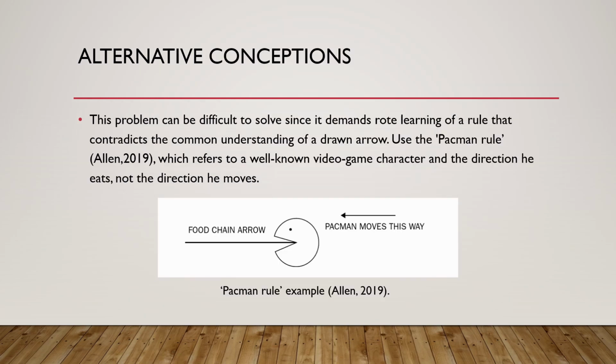This problem can be difficult to solve since it demands rote learning of a rule that contradicts the common understanding of a drawn arrow. However, there is a method to help children understand the way the arrow works. We can use the Pac-Man rule, which refers to the well-known video game character and the direction he eats, not the direction he moves. So whenever a child is confused, they can just imagine Pac-Man eating in a certain direction, not the way he moves.